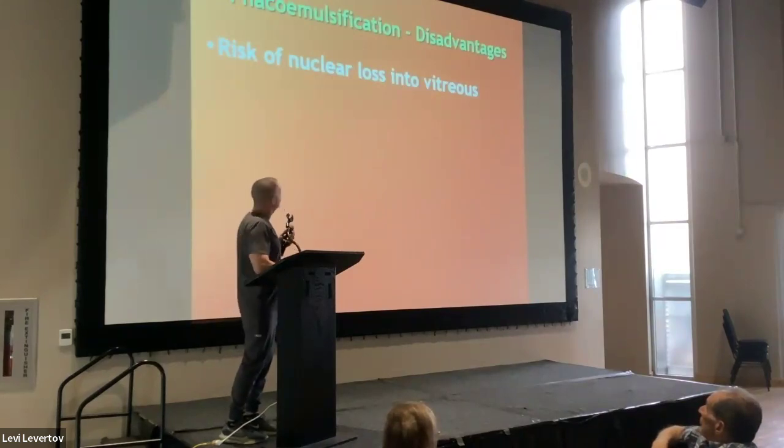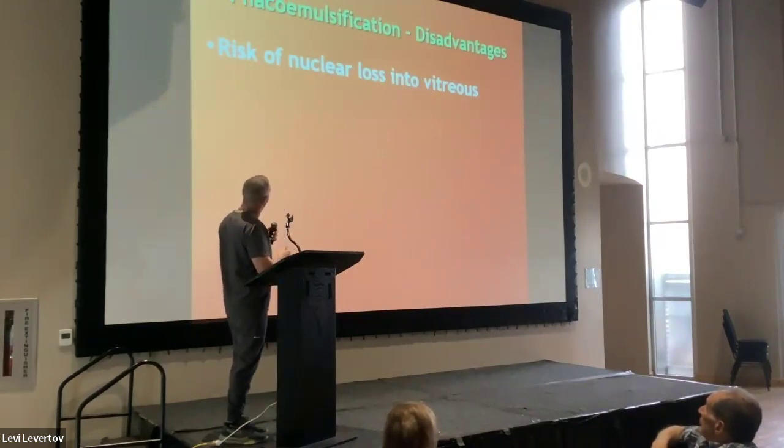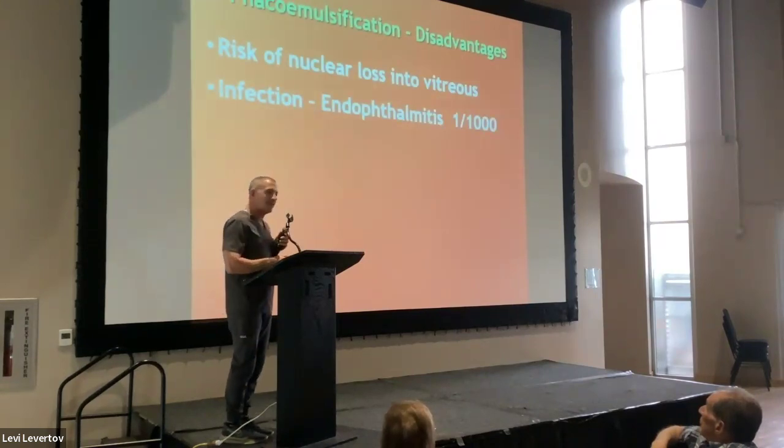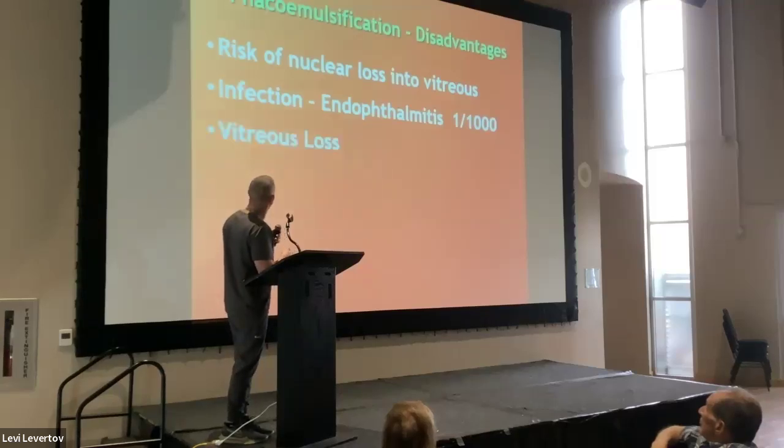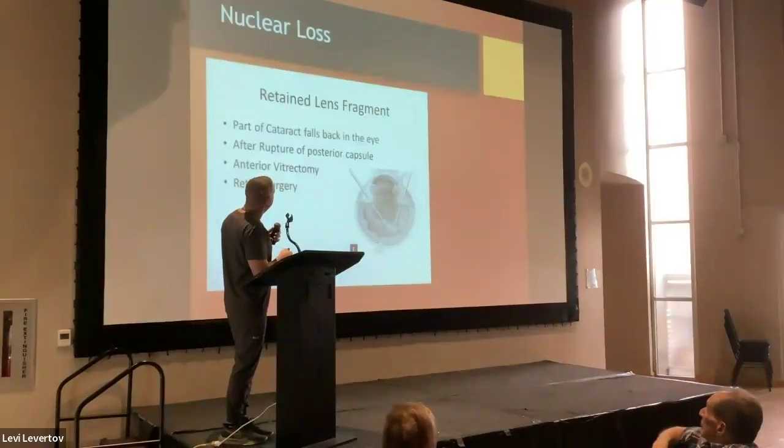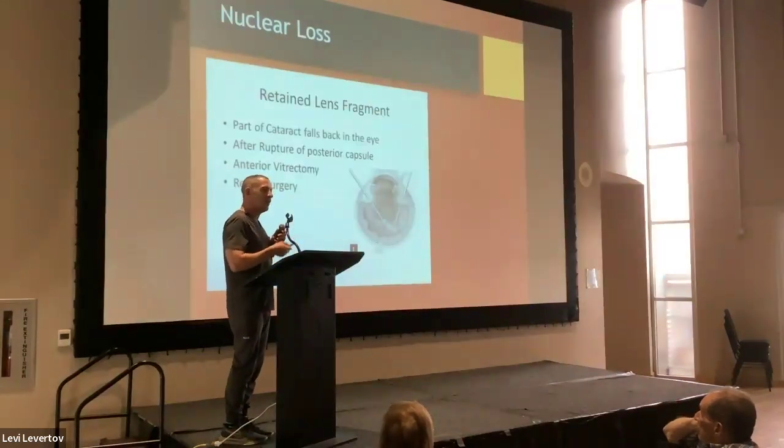This is just another risk where the cataract could fall back in the eye or an infection, but this is to show you that it's very rare, 1 out of 1,000. Loss of jelly, extremely rare. And if a part of the cataract falls back, we have the way to get it back, and still people see very well after surgery.